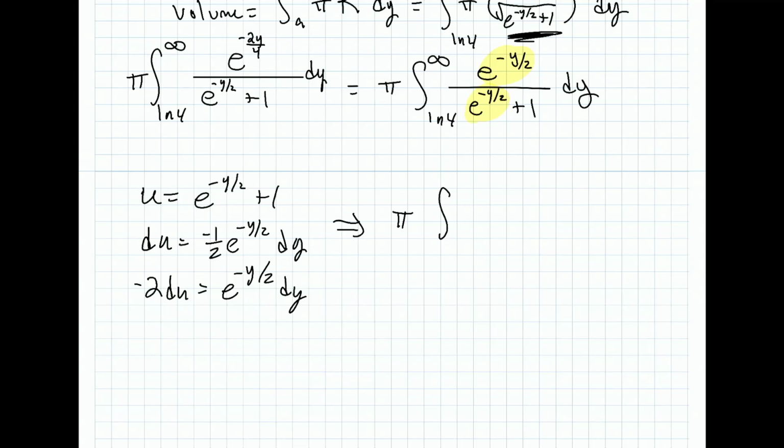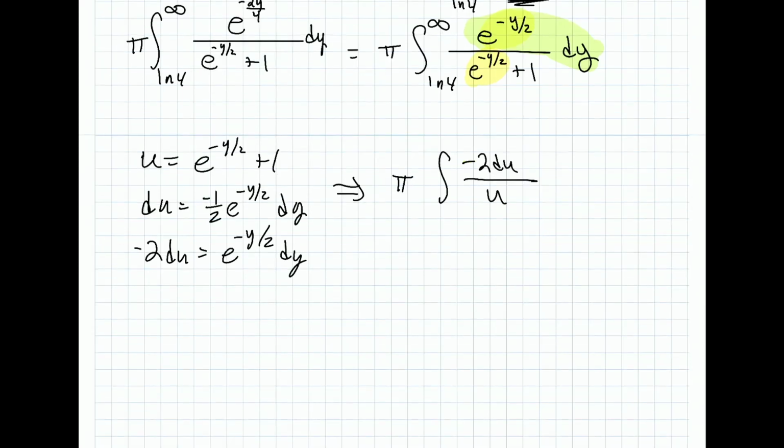So we actually have two different e to the y over 2's. This one along with the dy, right? Those go together. So e to the y over 2 dy is negative 2 du on top. On the bottom, you just have u.